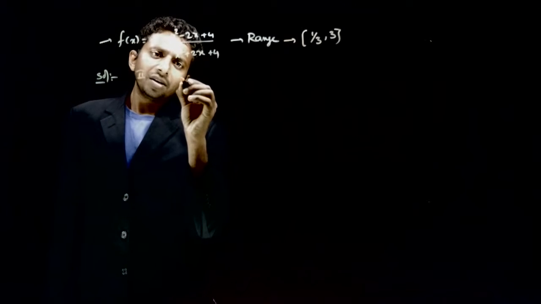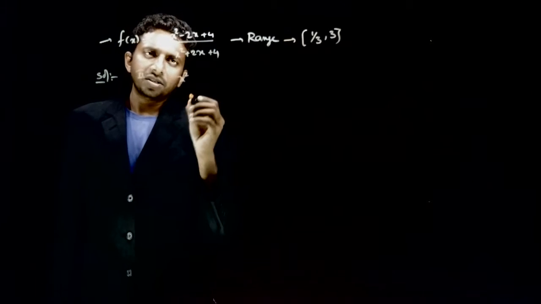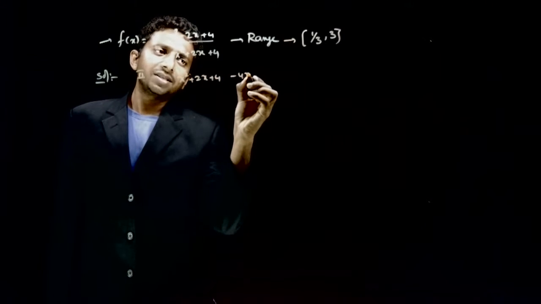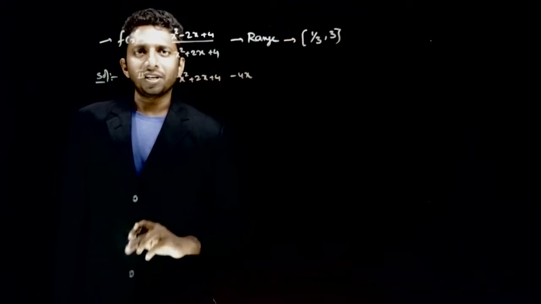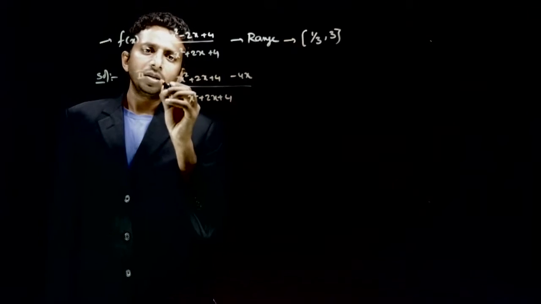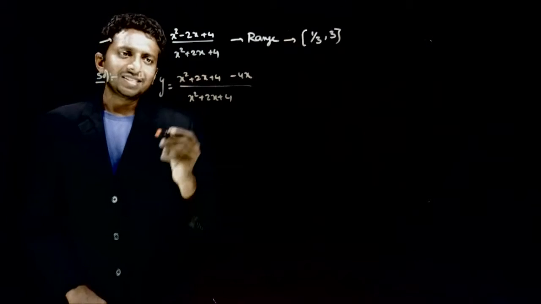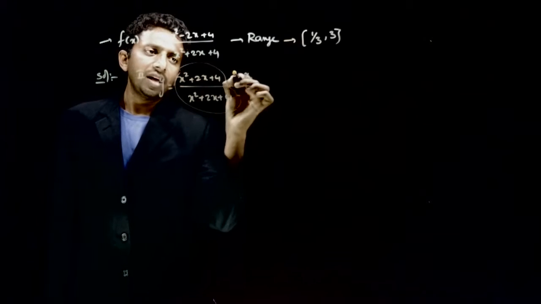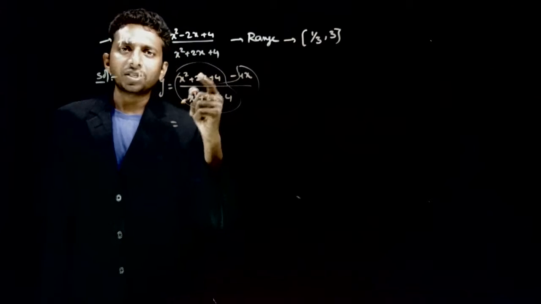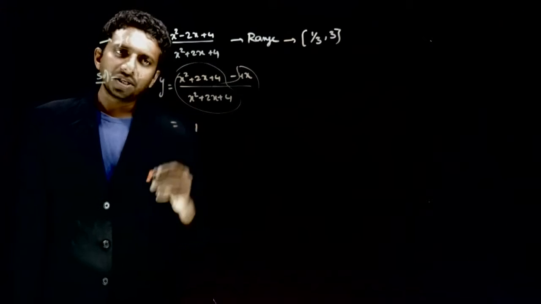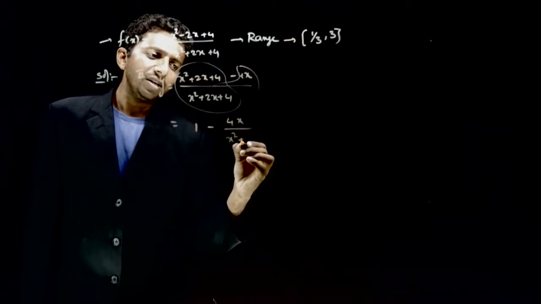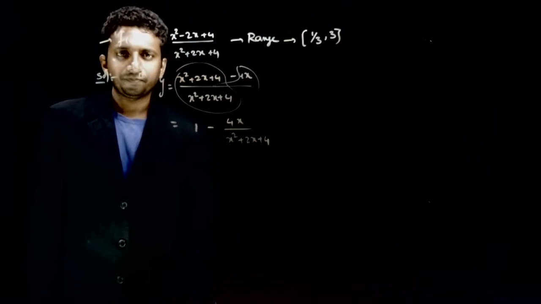देखिए, so what I do is numerator में minus 2x, I'll write it as x square plus 2x plus 4 minus 4x लिख सकता हूँ. Plus 2x minus 4x is minus 2x divided by x square plus 2x plus 4. So y is equal to this. Now I'll separate this. So y is equal to, अगर x square plus 2x plus 4 by x square plus 2x plus 4 ये 1 हो जाए, minus 4x divided by x square plus 2x plus 4.